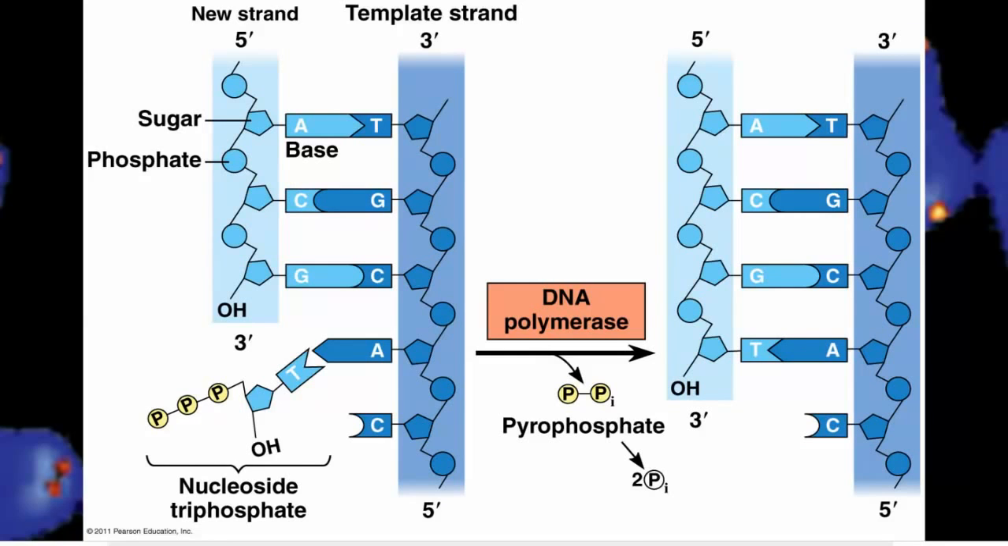Here is a reminder of how bases are added to the new strand. DNA polymerase III will add bases in the 5' to 3' direction on the new strand. The way to remember this is that DNA polymerase III moves towards the 3'.